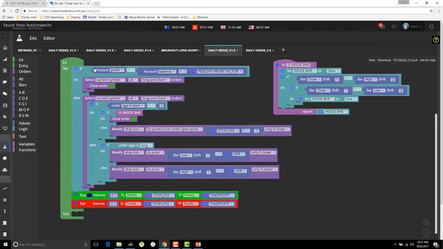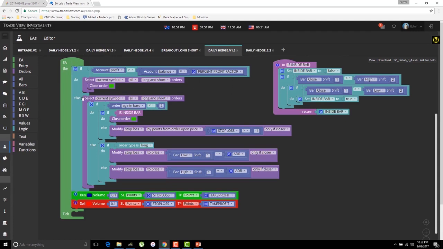So basically it works like this. The first thing we're going to do is look at the account profit, and we put a little function in so that if the account profit is greater than a certain percentage, then we'll close out any of the trades. A lot of you guys always ask about that. So say for example we're in profit by 1% of the account balance, then we'll close all the trades out. So that's this top section here.